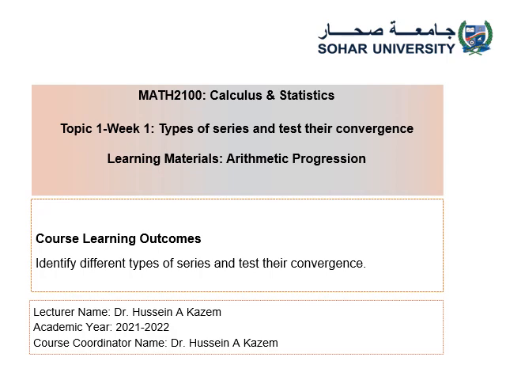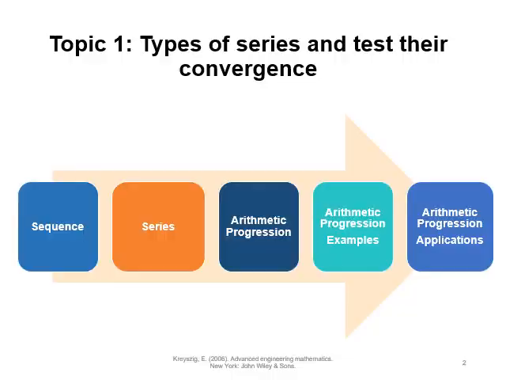Now let's focus on the first part, which is the series, sequence and progression, and we will cover it in a few lectures. This part is linked to the first course learning outcome, which is to identify different types of series and test their convergence. Now we will go through the definitions for sequence, series, arithmetic progression, examples and applications. This is what we are going to talk about today in this lecture.